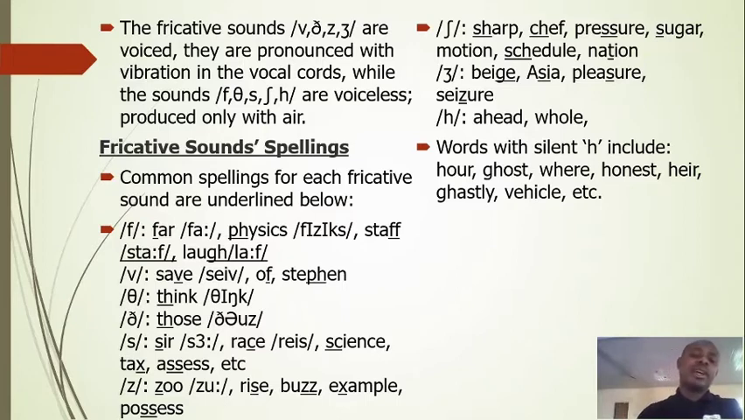Now, looking at the fricative spelling symbols. What are spelling symbols? Spelling symbols are letters representing sounds in words. Remember, what you see in words are letters, but what you hear in words are sounds. This is how we differentiate spelling symbols from sounds. Letters are spelling symbols because we see them, we spell them, we write them, but when it comes to listening, we are dealing with sounds.